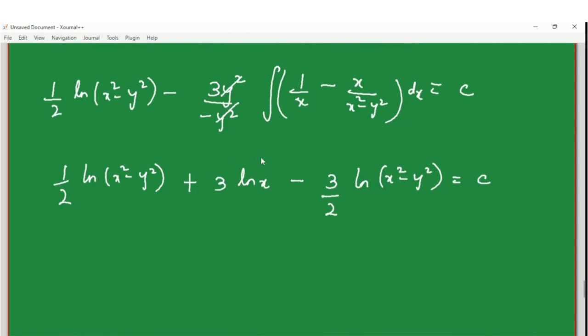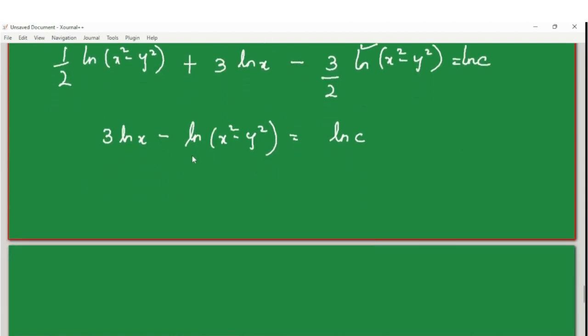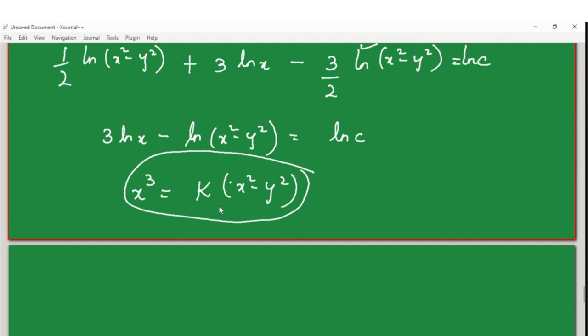Now if I want, I can combine logs, and in fact I can take the constant to be log c, so that logs can be combined to make the answer look presentable. You can see that these two terms are worth combining. Here you have a half, here you have a minus 3 by 2, so effectively you have a minus 1 log of x square minus y square is equal to log c, which can be further simplified. You can combine logs here and write it as x cube is equal to some constant of integration times this goes here to make it look like this. Here k is the arbitrary constant of integration, so this happens to be the general solution.